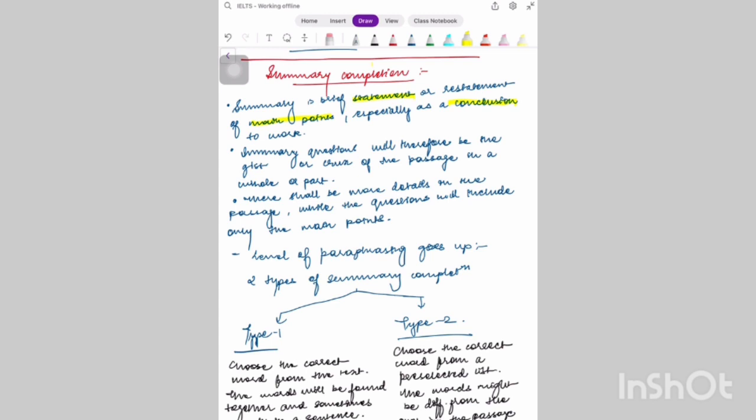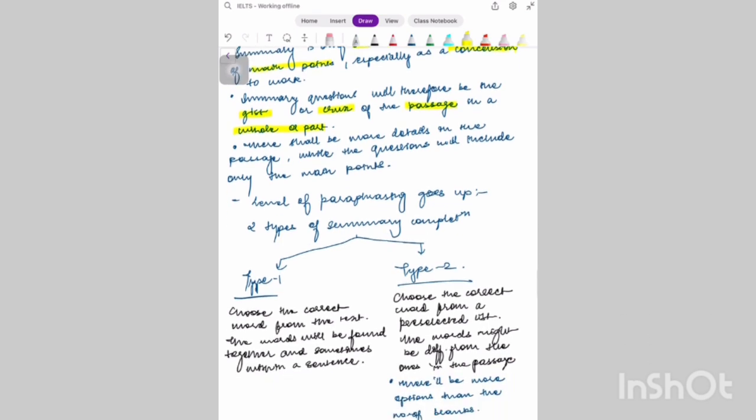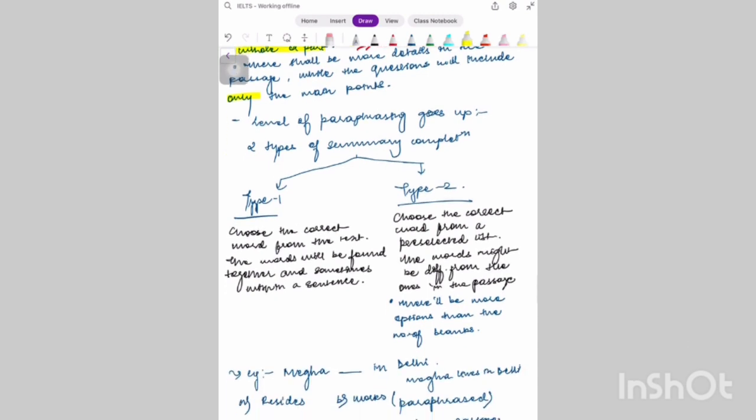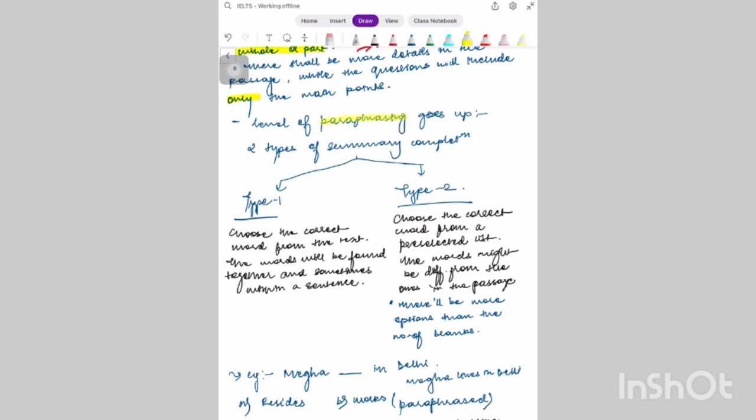So summary questions will be the gist or crux of the passage, in whole or in part. Self-explanatory. There shall be more details in the passage, while the questions will include only the main points. So there will be many distractors in your passage before and right after the actual answer, and you must look out for those. The level of paraphrasing goes up in summary completion questions, and you should be aware of that.